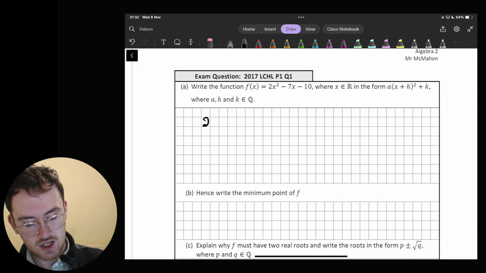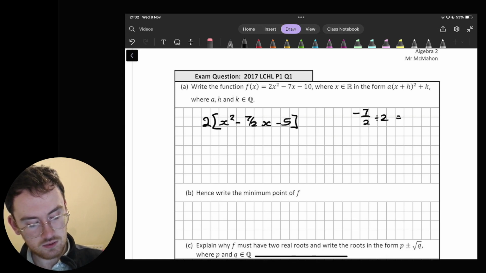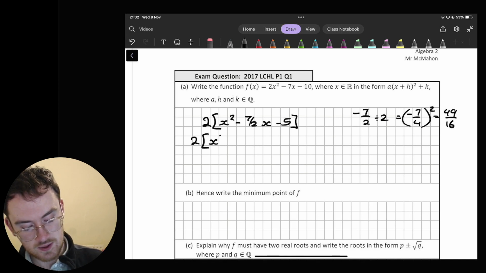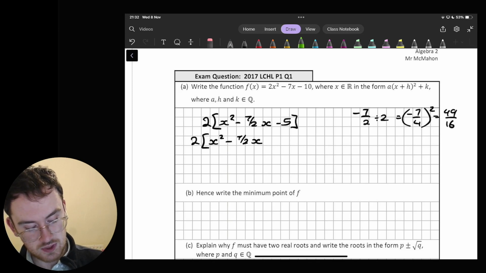So again, I'm going to start by factoring out the 2: 2(x squared minus 7 over 2 x) minus 5. Then I'm going to take my minus 7 over 2 and divide that by 2, which gives me minus 7 over 4. And I'm going to be squaring that to give me 49 over 16. So filling that into my question, as we've done countless times here now, I'm just going to jump a tiny bit ahead and place it in there where I want it to be.